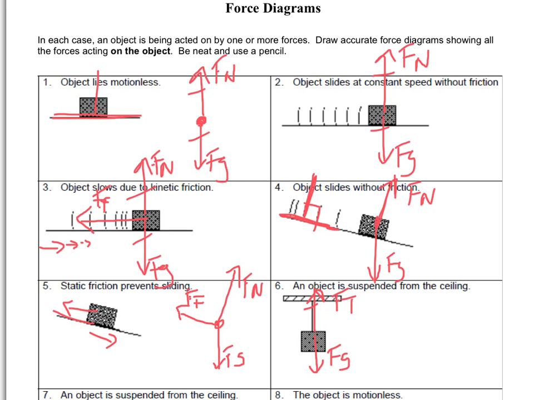6, an object suspended from the ceiling, so gravity, and then there's a tension in that rope. And that tension in the rope must be equal to gravity because the object is not accelerating, right? And there's only forces in that dimension.